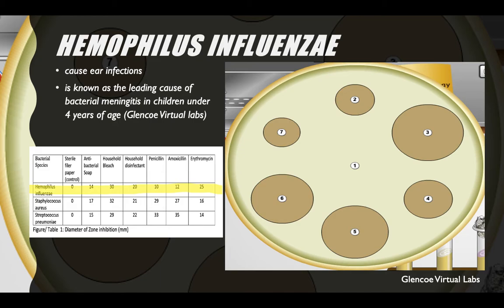So this is our slide for Haemophilus influenzae. Some things about it: it can cause ear infections and is known as the leading cause of bacterial meningitis in children under 4 years of age. The results for this bacteria are highlighted in the chart below, and on the right you can see the zones of inhibition for this specific bacteria.